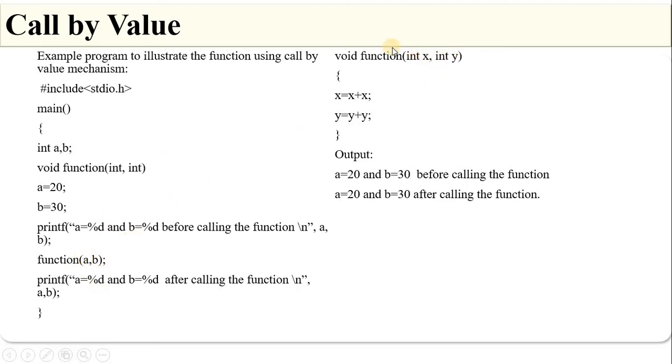The value is copied into a temporary storage. From temporary storage, the values are picked up and copied into the formal parameters x and y, and whatever changes you make to x and y should not affect a and b. A and b would be original and remain intact. Thus here if I do x plus x assigned to x, y plus y assigned to y, then x is 20, y is 30. Once it comes here, 20 plus 20 is 40, x is assigned 40, and y is 30 plus 30, 60, which is assigned to y. Then 40 and 60 respectively for x and y.